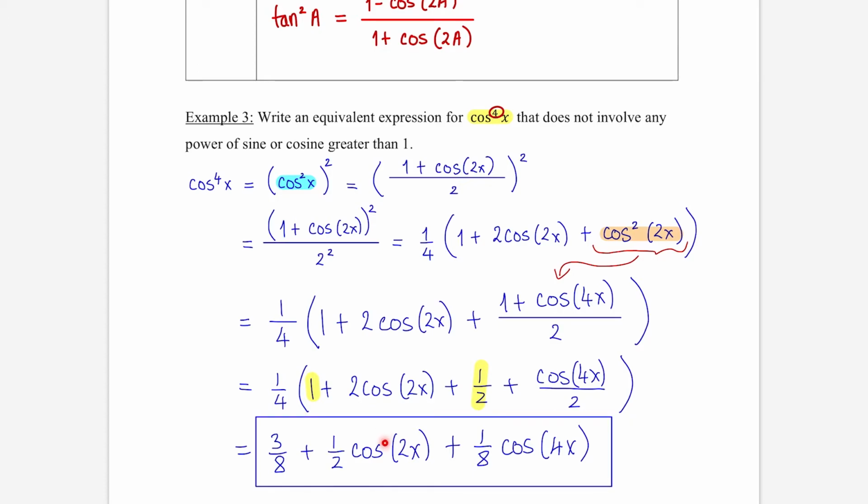The final expression, I have cosine to the first of 2x and cosine to the first of 4x. That satisfies the requirement that the power of sine or cosine is not greater than 1.